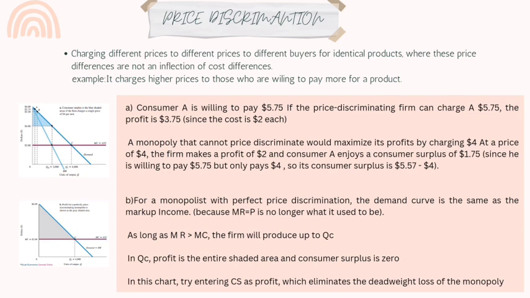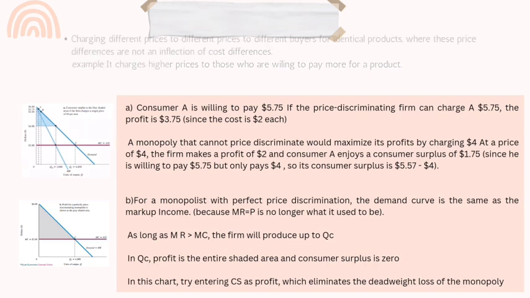B. For a monopolist with perfect price discrimination, the demand curve is the same as the marginal revenue curve, because MR is the same as P. As long as MR is more than MC, the firm will produce up to QC. At QC, profit is the entire shaded area and consumer surplus is zero. In this chart, the consumer surplus is turned into profit, which eliminates the deadweight loss of the monopoly.